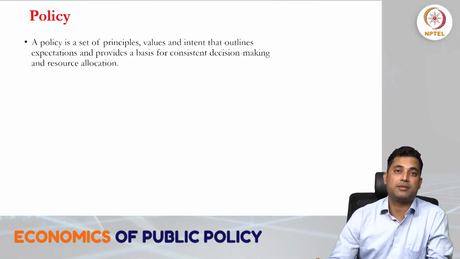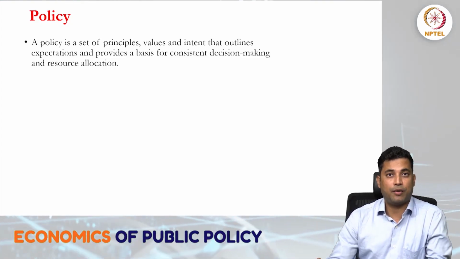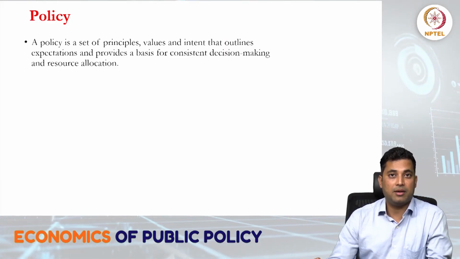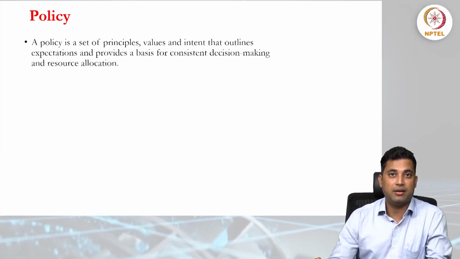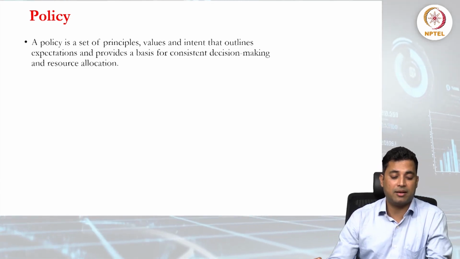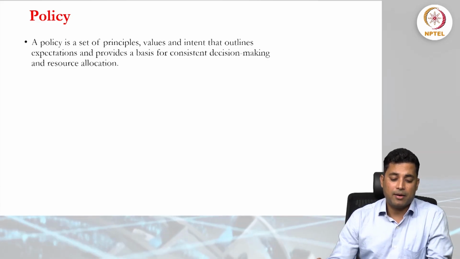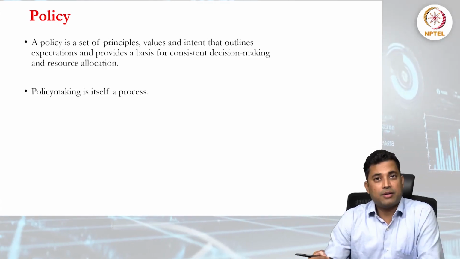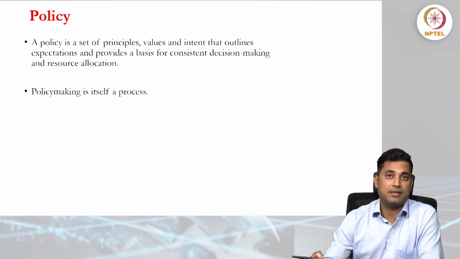For example, one person, as an individual, can set a goal for his or her life. For instance, if somebody wants to increase time for writing or reading, and that is a policy that a person has taken, that can be considered a policy at the individual level. So definitely it is a set of principles and values. And further going into details, policy making is itself a process.